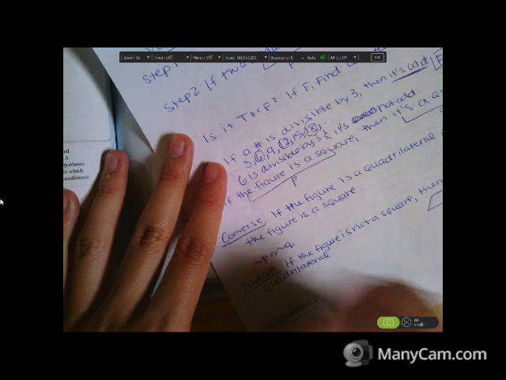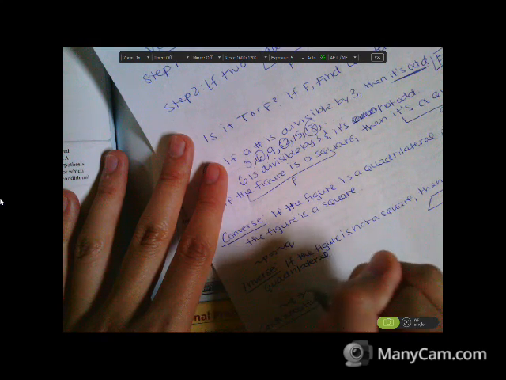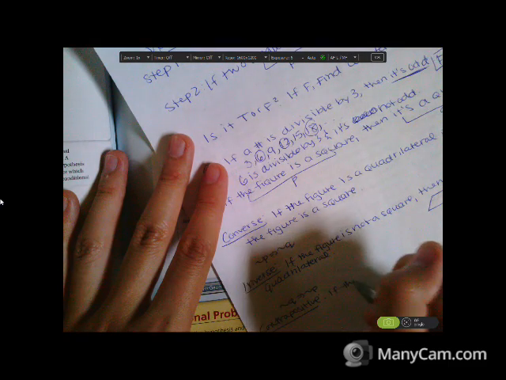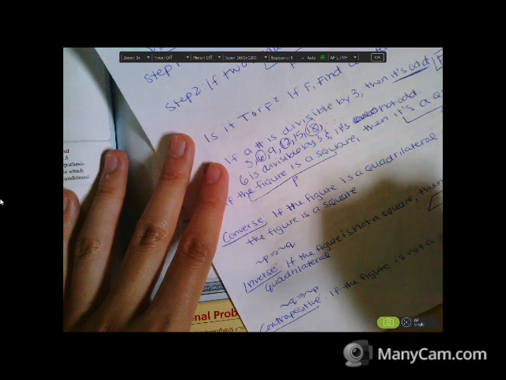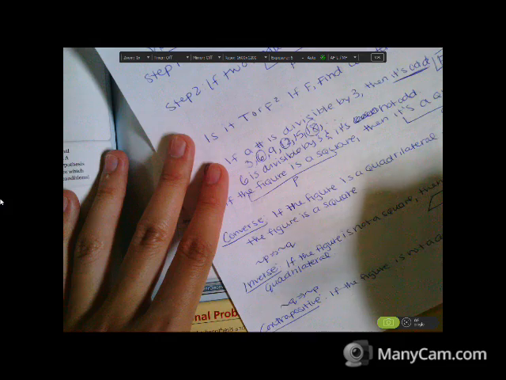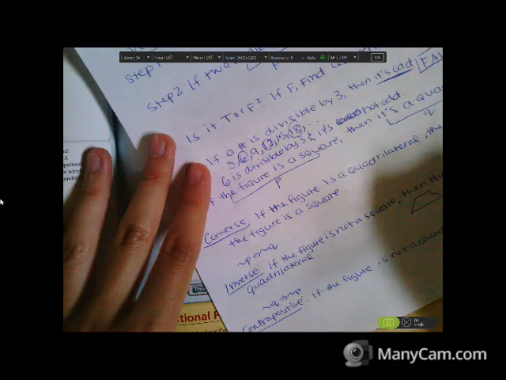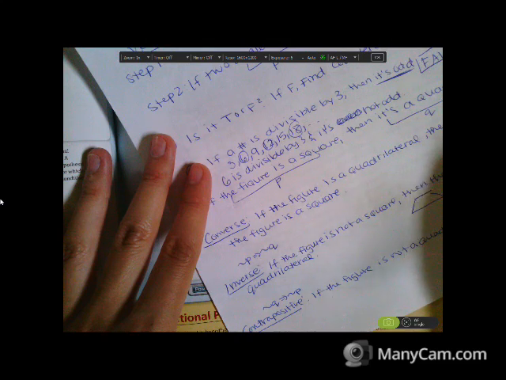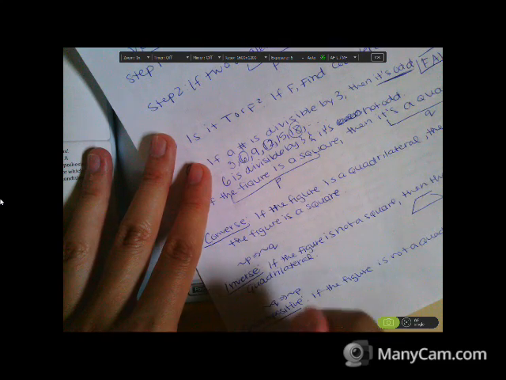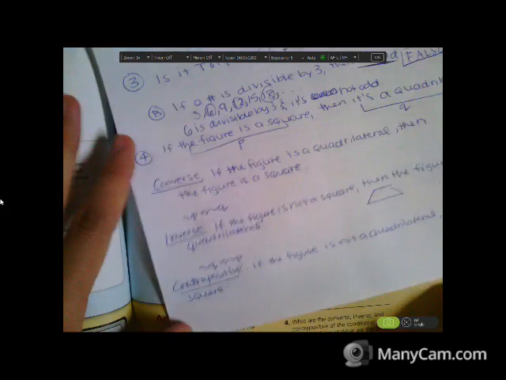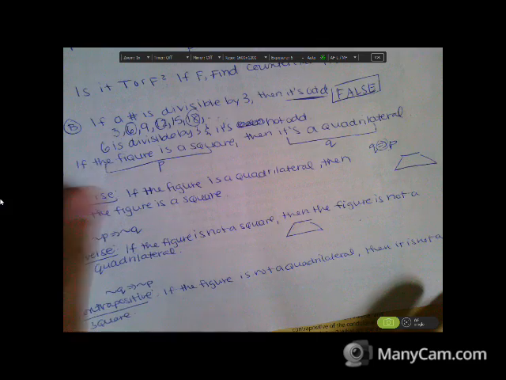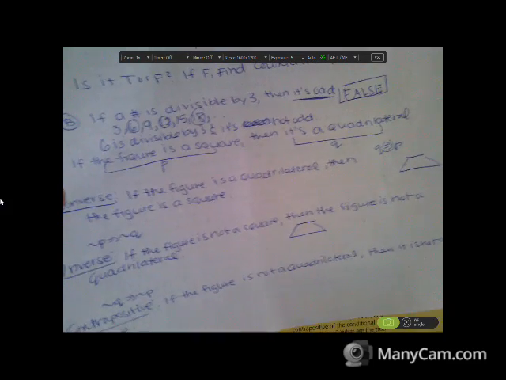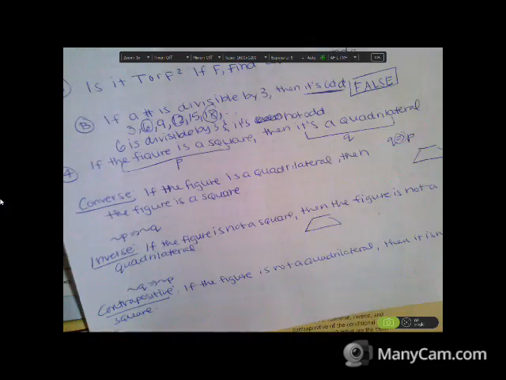Alright, now let's do the contrapositive. The contrapositive is not Q, then not P. So, if the figure is not a quadrilateral, then it is not a square. And that is definitely true. Alright, so with these definitions, why don't you try to got it? And then if you have any questions, we'll go over it in class tomorrow.